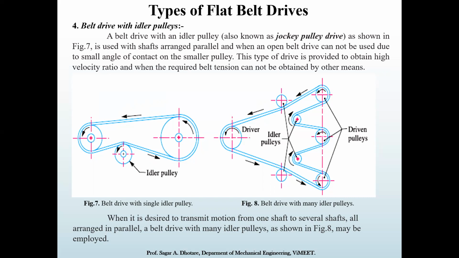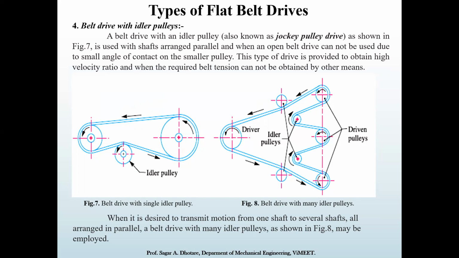Okay, so this type of drive is provided to obtain a higher velocity ratio, when the required belt tension cannot be obtained by other means. Okay, so various arrangements are shown over here.